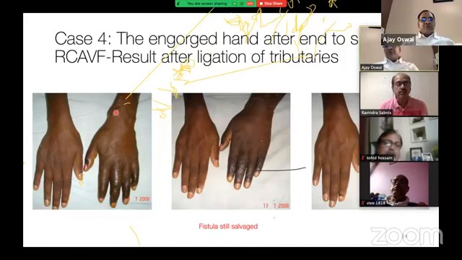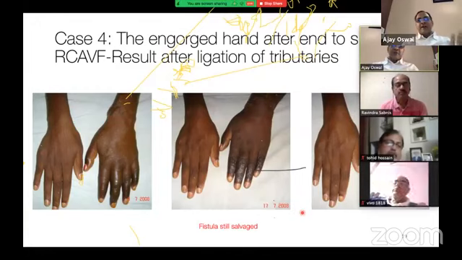We salvaged the fistula and just ligated these veins, and see the result. At the end of 72 hours, her skin is nicely wrinkled. So this was salvage of the fistula after ligating the additional veins which were never wanted.